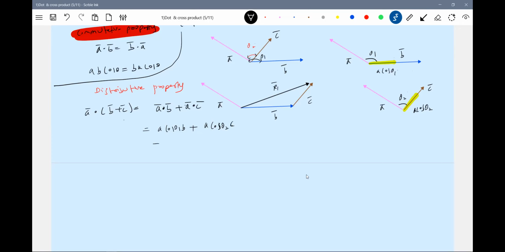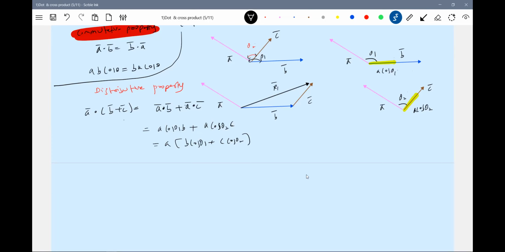So A, I'll take outside. So b cos theta 1 plus c cos theta 2. Okay, this much is there. Now let's come for this one, B bar plus C bar, the resultant of that, B bar plus C bar. So what is the angle between B bar and C bar? It is theta 2 minus theta 1, no? It's theta 2 minus theta 1.